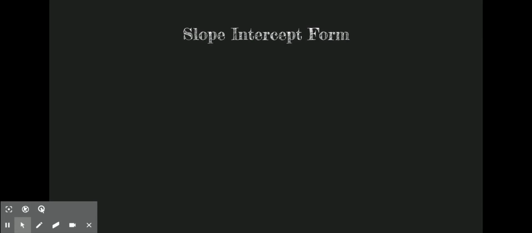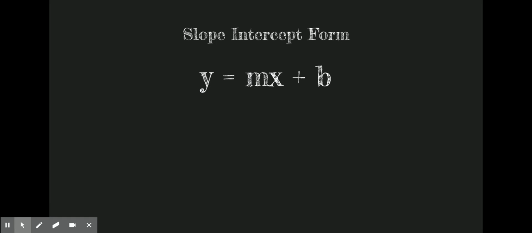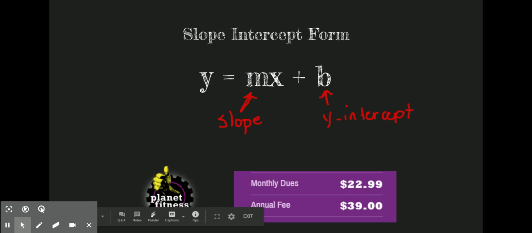All right, let's talk about slope-intercept form. Slope-intercept form is typically written y equals mx plus b, where the m is going to be our slope, and this plus b, or it might be minus, it might be plus and negative, however we want to write that, this is going to be our y-intercept. Now, this can be kind of hard to understand, so I decided to pull an actual example to hopefully make some sense out of this.